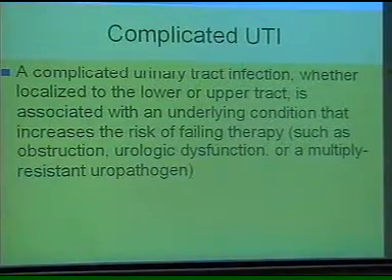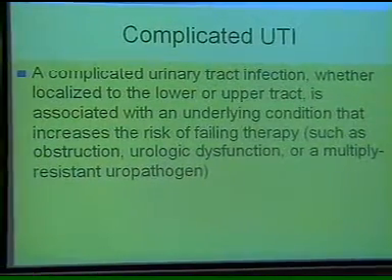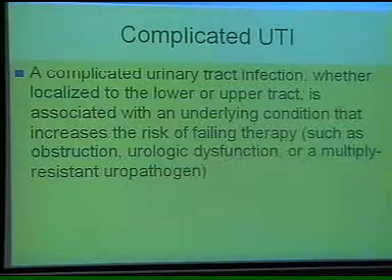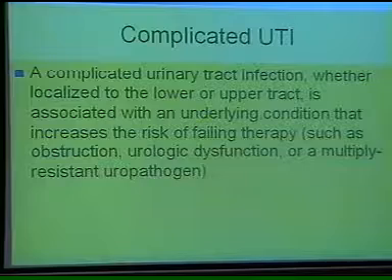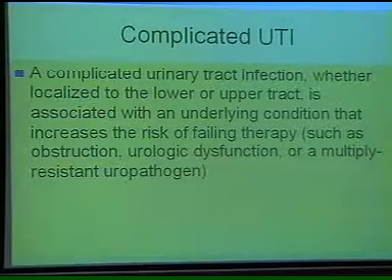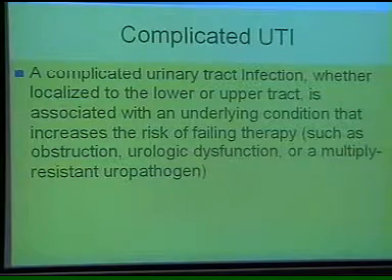Now, what is a complicated UTI? In simple terms, a complicated urinary tract infection, whether upper or lower, is associated with an underlying condition that increases the risk of failing therapy. For example, obstruction, urologic dysfunction, or you are suspecting a multi-drug resistant uropathogen.